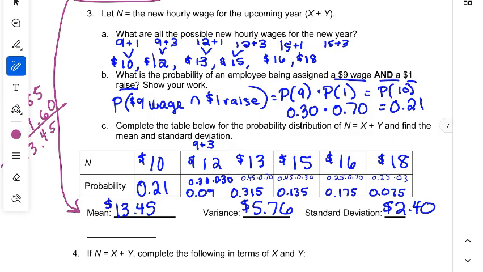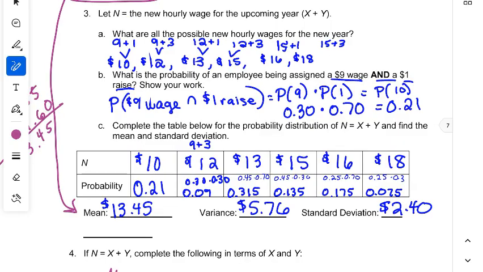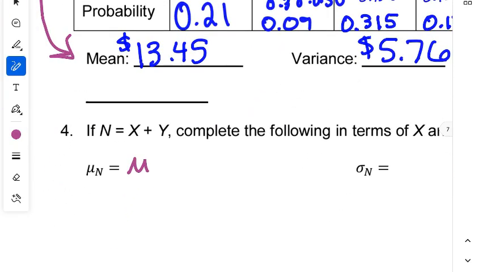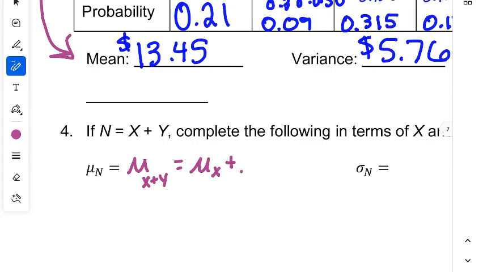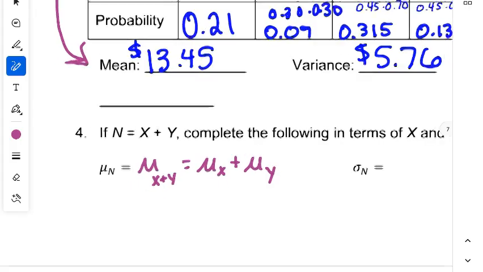Okay, so then that means that I can write this. Mean of n is really mean of x plus y. It's found by doing mean of x plus mean of y. And this works for all of them? As long as they're independent events, it works. But if they're dependent, no.